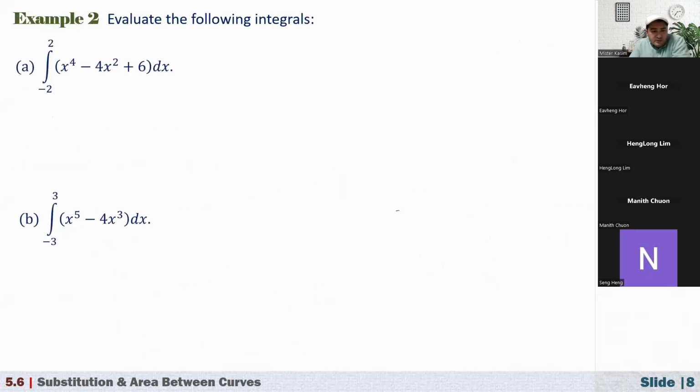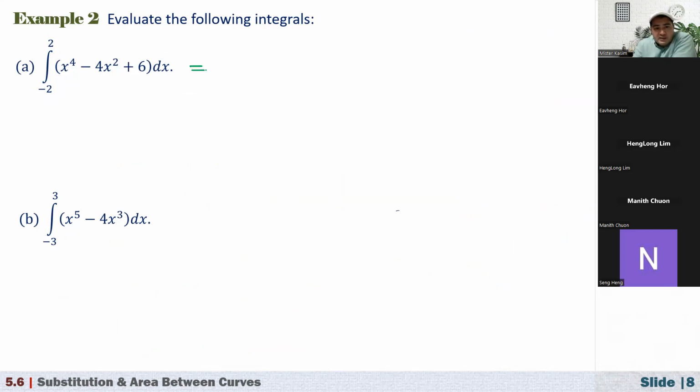Evaluate the following integrals. Now, if you look at this, the integration limits, from -2 to 2, are symmetric about the origin, about the y-axis. And how about our function? This function has x to the power of 4, x squared. That means all the powers of x are even, right? That's why it's called an even function. So it says we can use the previous theorem.